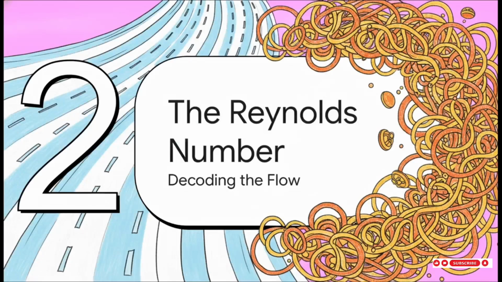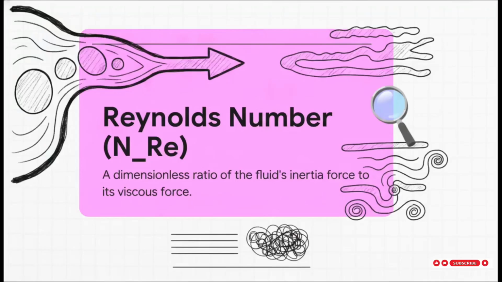Section 2. Decoding the Reynolds number. So, what actually decides if a flow is going to be an orderly highway or a totally chaotic arena? Enter the Reynolds number. We call it N sub R. This is a dimensionless ratio, meaning it has 0 units attached to it. It compares the fluid's forward-pushing momentum, its inertia, to its sticky internal friction, its viscous force. It's basically the ultimate predictor. It tells us exactly when that pushing force overcomes the friction trying to keep everything in smooth layers.